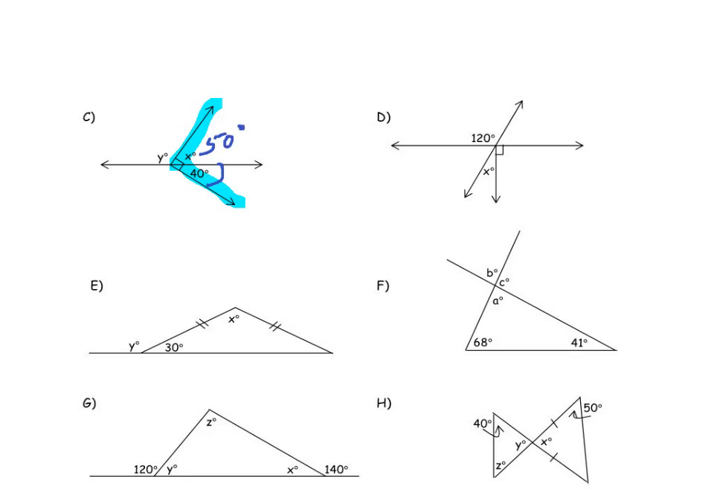And then once you know angle X, you should recognize that X and Y are on a straight line, and that straight line has been bisected, not a good word, but cut into two angles that are not equal. So then if you took the total of 180, subtracted 50, you would get 130 for Y.